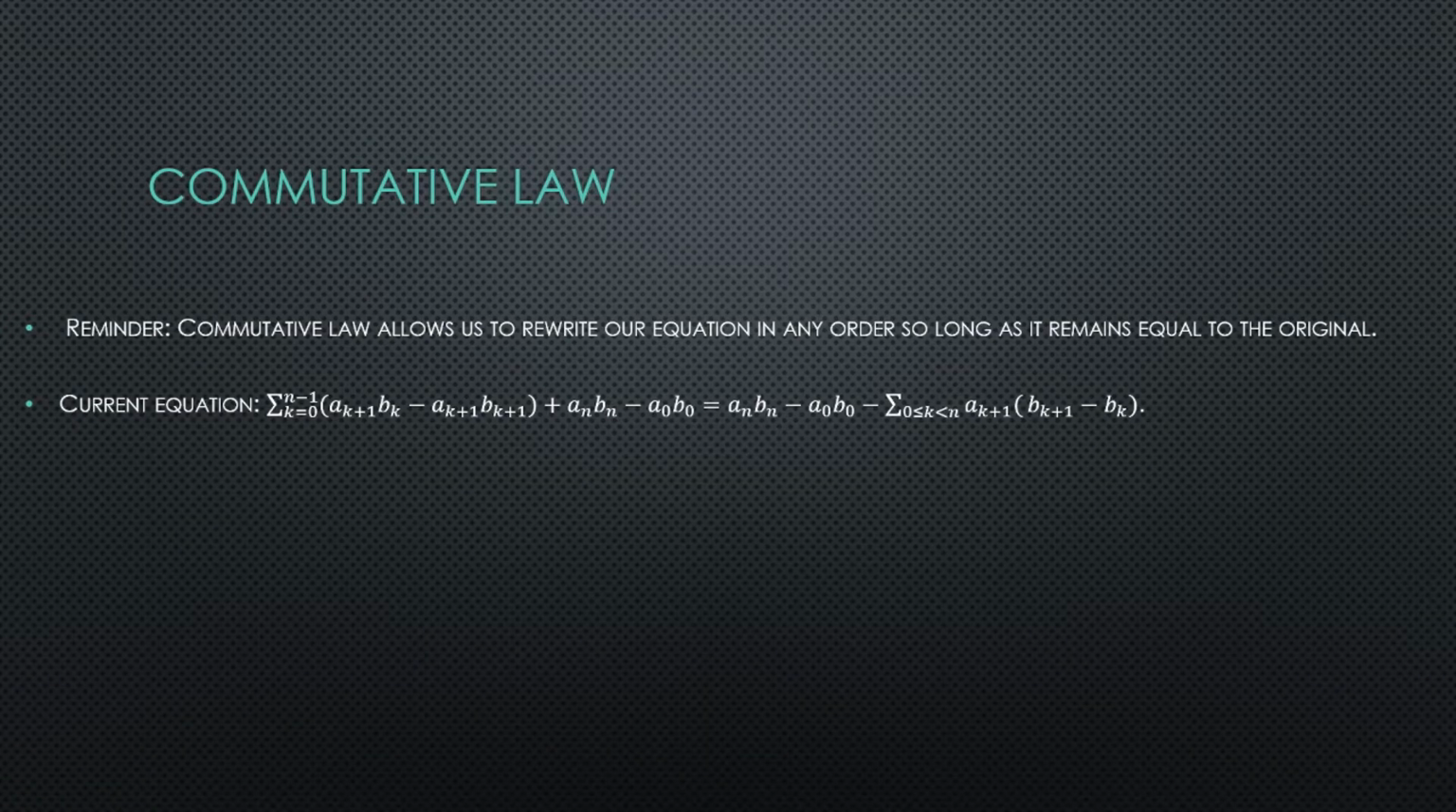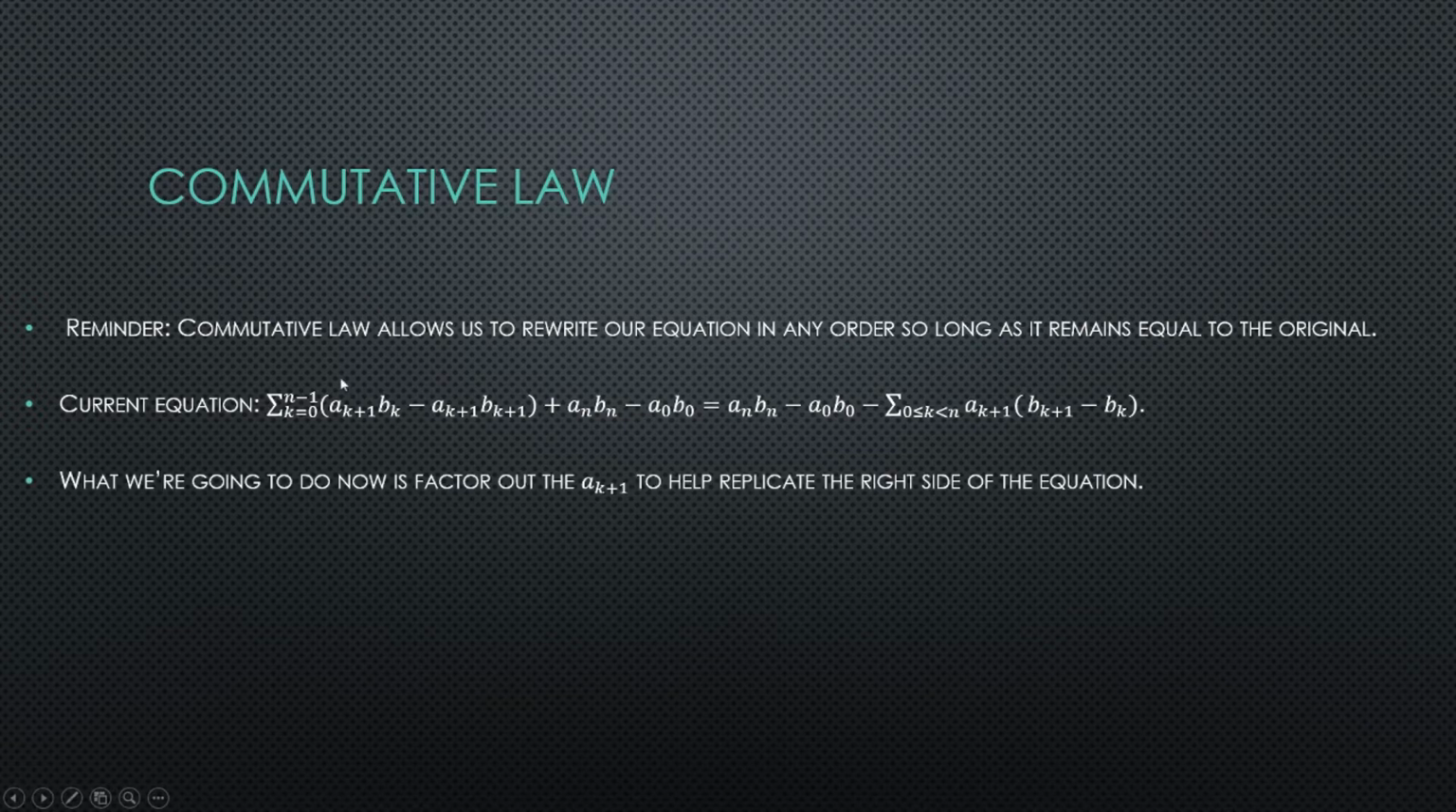Okay, now we're going to be using the commutative law and also a little bit of factoring. Reminder that commutative law allows us to rewrite our equation in any order so long as it remains equal to the original. So basically what this means is you could rewrite -1 plus 1 as 1 minus 1 because it's the same. It's 0. So this is our current equation. What we're going to do now is factor out this a sub k plus 1 from this summation on the left here, which will give us a sub k plus 1 times b sub k minus b sub k plus 1.